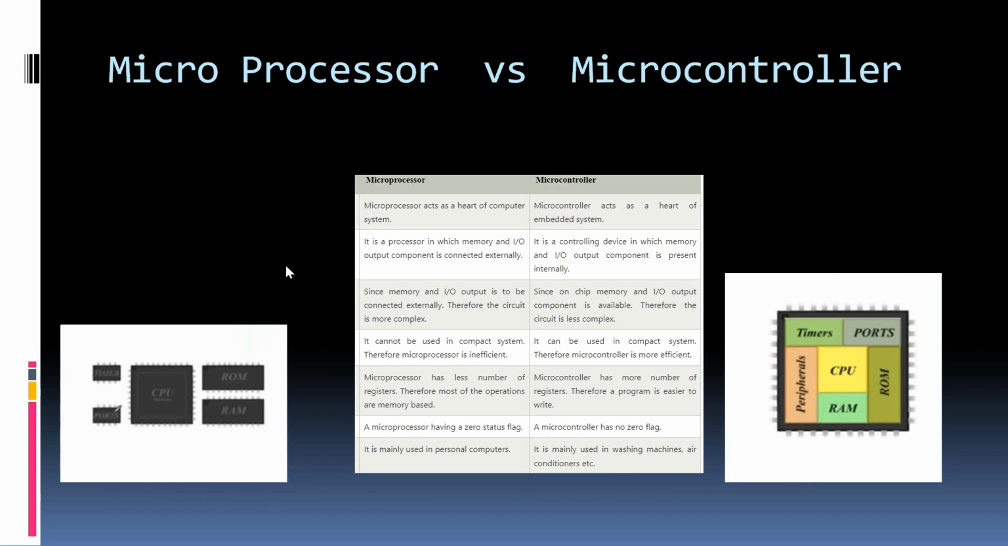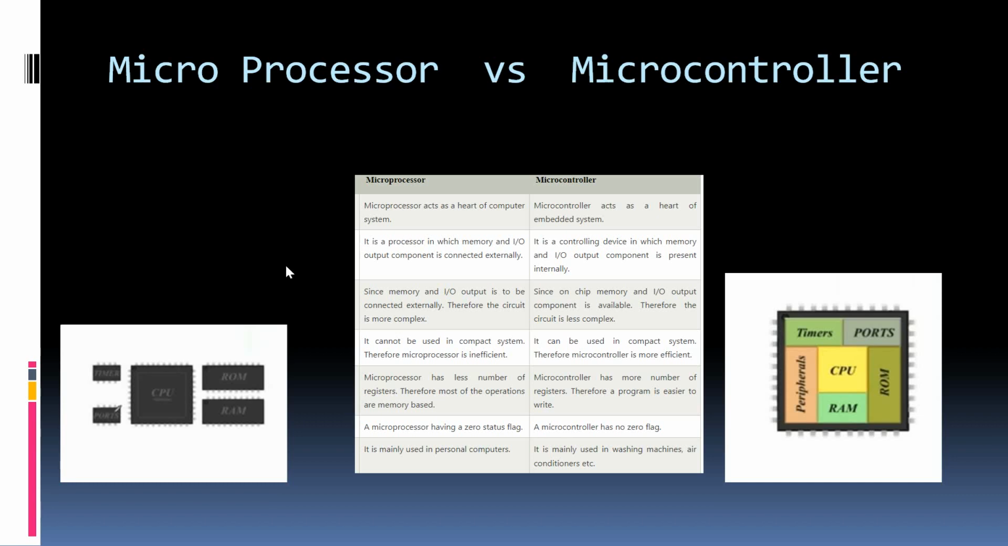Let's see what is the difference between microcontroller and microprocessor. Microprocessor acts as the heart of a computer system, but microcontroller acts as the heart of an embedded system. In microprocessor, memory and input output components are connected externally, but microcontroller is a controlling device in which memory and input output components are present internally. Microprocessor has a zero flag state, and microcontroller has no zero flag state.